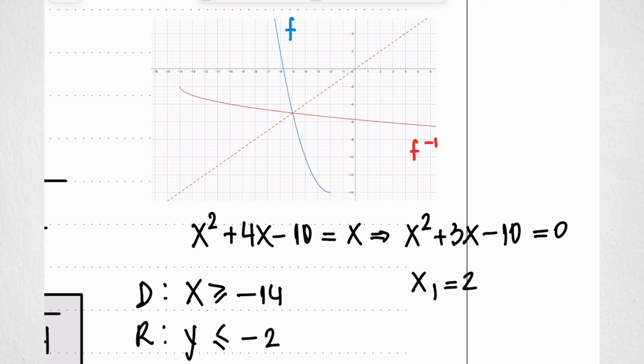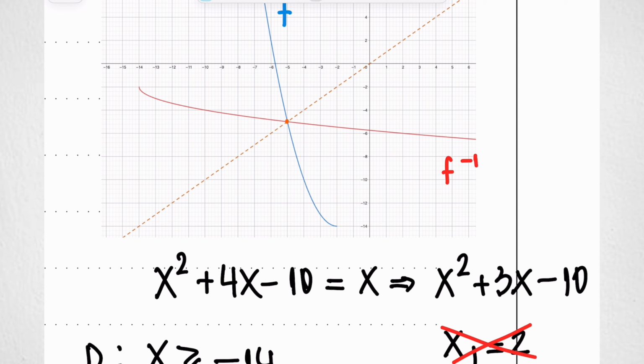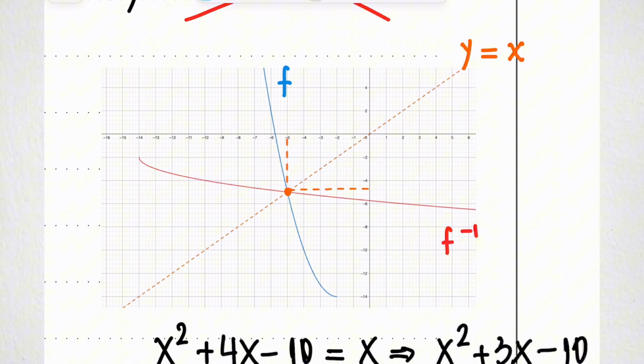We get x1 equals 2 and x2 equals negative 5, which is the correct one, given that the quadratic is defined for x less than or equal to negative 2. So negative 5 is the only value that fits. And we can see it right here. If you want to find the y-coordinate of this point, then you can just plug it into the line y equals x, given that this point belongs to the line as well. The line crosses that point as well, and then we're done.